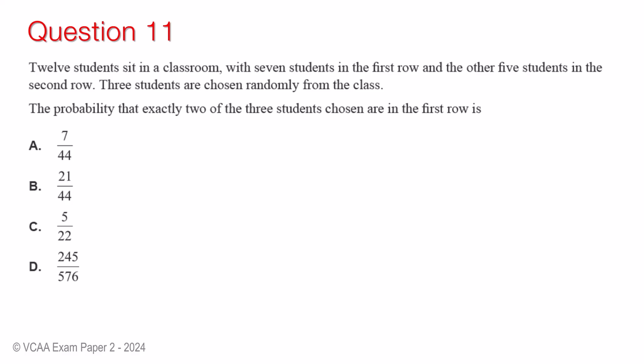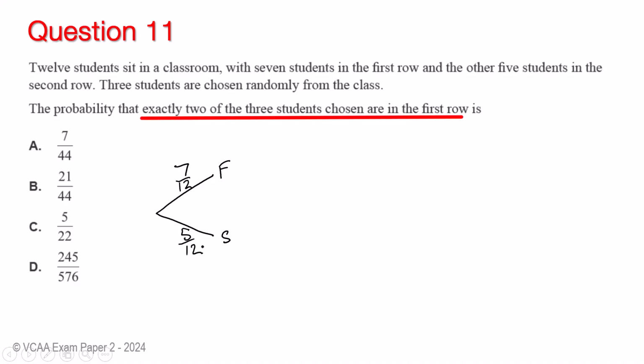While this question belongs to the hypergeometric distribution, it is relatively easy to set up a tree diagram. A student is either in the first row or the second row. Initially, there is a 7 out of 12 probability of choosing a student in the first row and a 5 in 12 probability of choosing a student in the second row. These probabilities change each time a student is selected. The question asks us to find the probability of selecting exactly 2 students from the first row. So you can save yourself some time by only creating the relative branches.